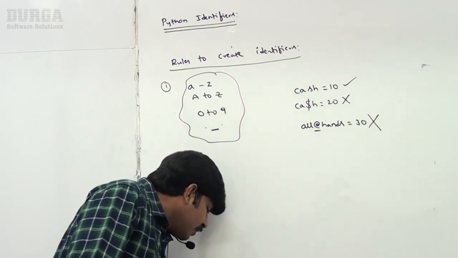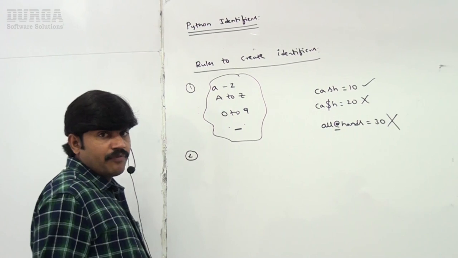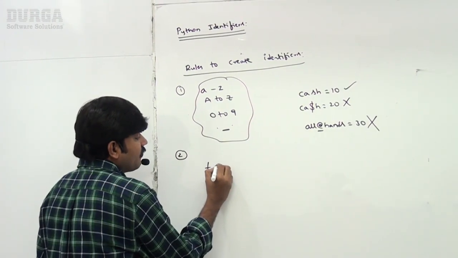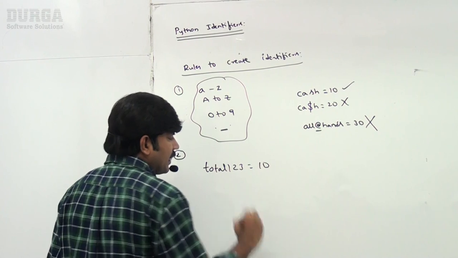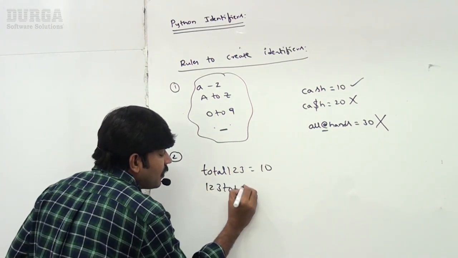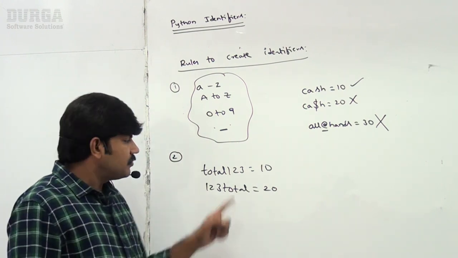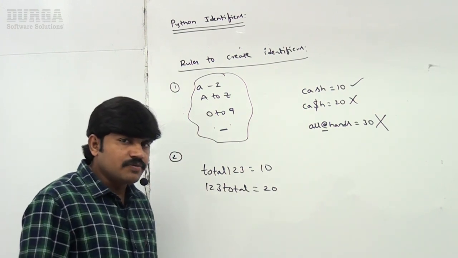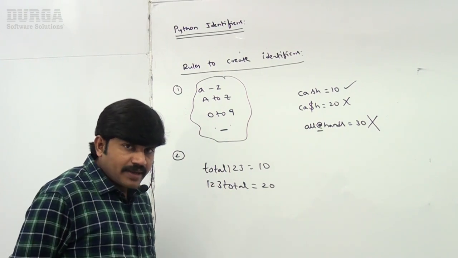Now the second rule. If I take it like this, can you please confirm? Total123 is equal to 10, and 123total is equal to 20. Can you please confirm among these two which is valid and which is invalid? Or are both valid or both invalid?